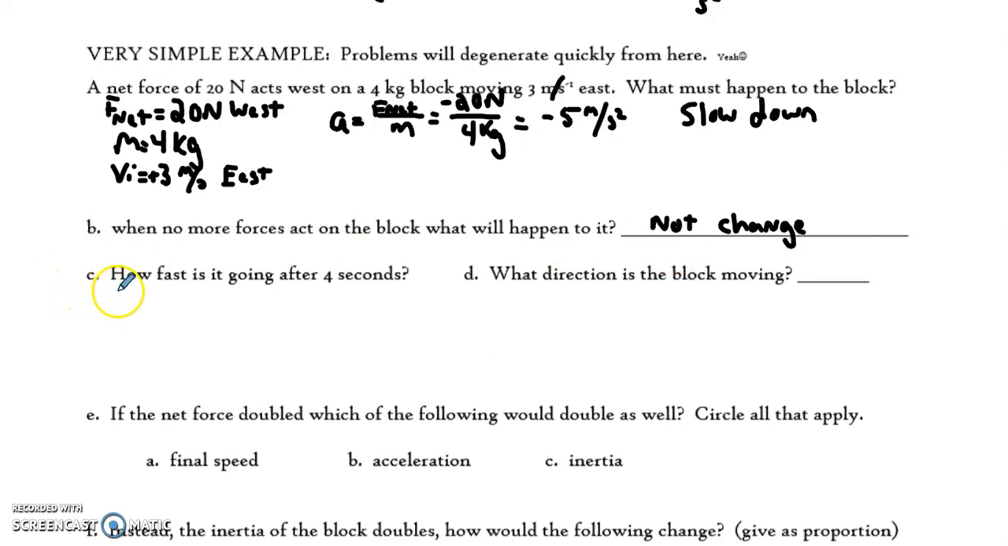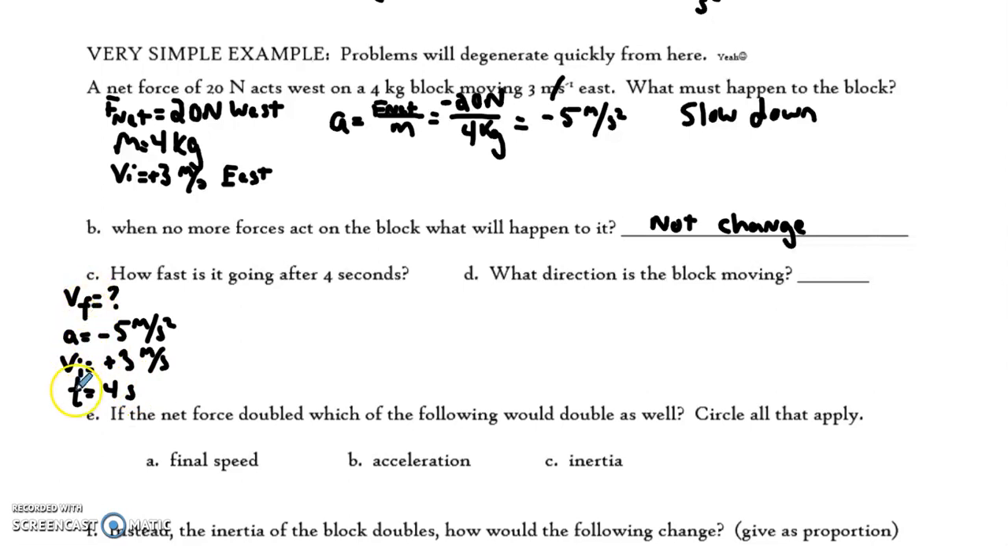So the next part is asking how fast is it going after 4 seconds. So we're looking for a final velocity. So this is a kinematics problem. That's the cool thing about the second law, that we can relate it back to our one-dimensional kinematics. So we have an acceleration of -5, an initial velocity of +3, and the time is 4 seconds.